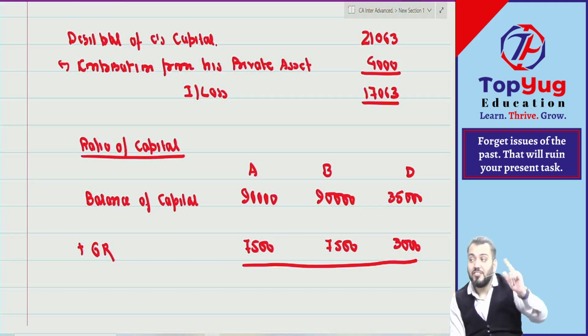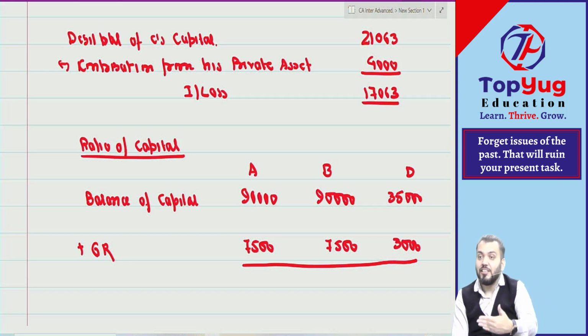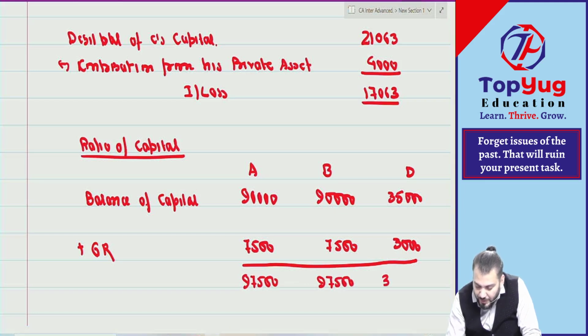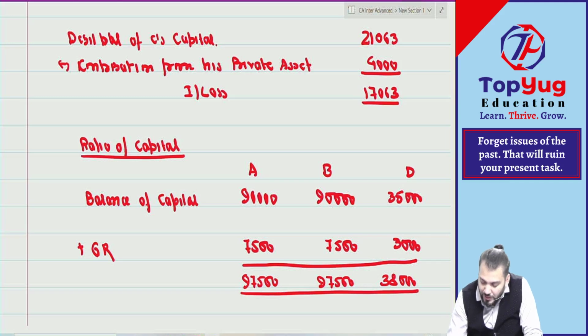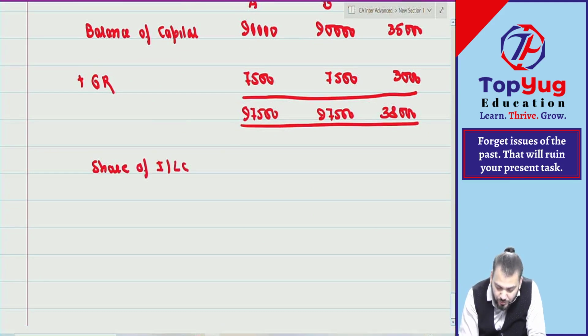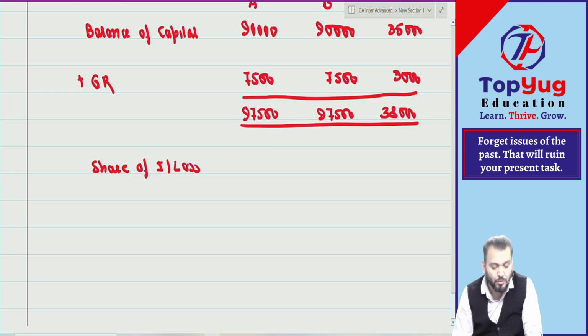Understood? Means any transaction due to realization will not be considered. So this becomes capital on the date of dissolution. How much? 97,500 and 38,000. This becomes the ratio. Correct now? This is the ratio. In this ratio we'll do the share. So can you now find out the share of insolvency loss? In this ratio allocate.